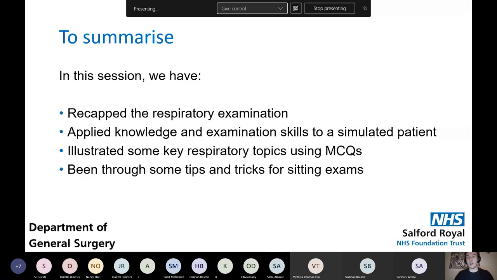We've talked through a number of multiple choice questions, talked about a little bit of exam technique and how you can rule stuff in and out. And we've used that to illustrate some key topics in respiratory medicine.